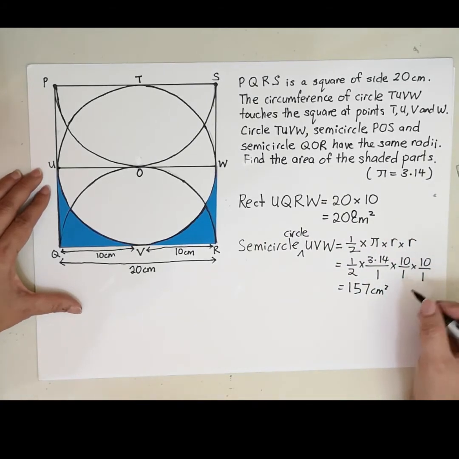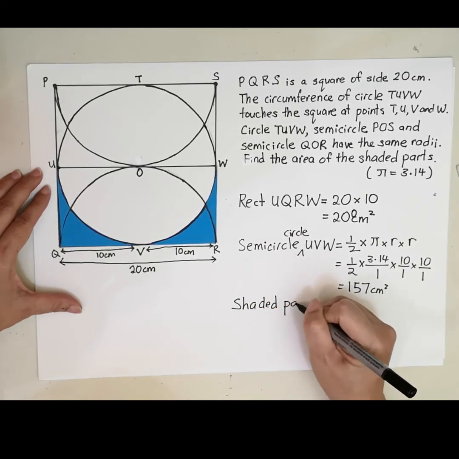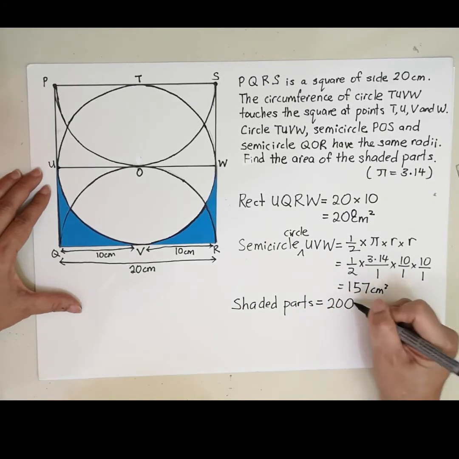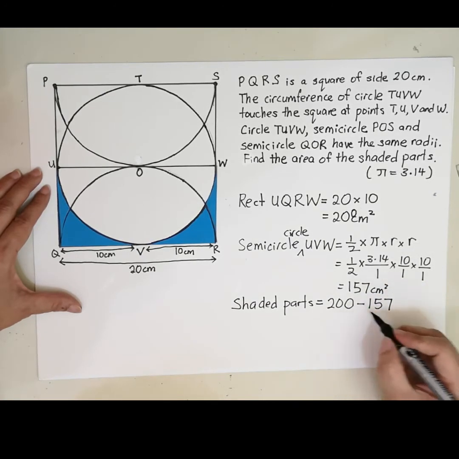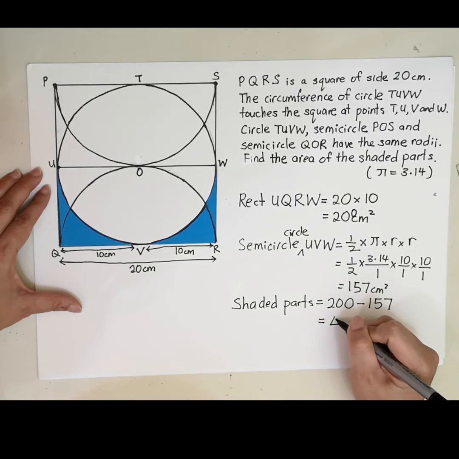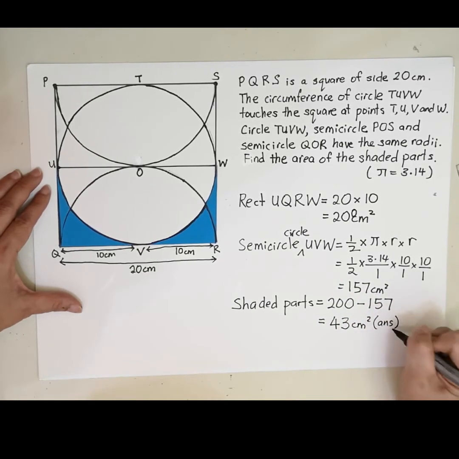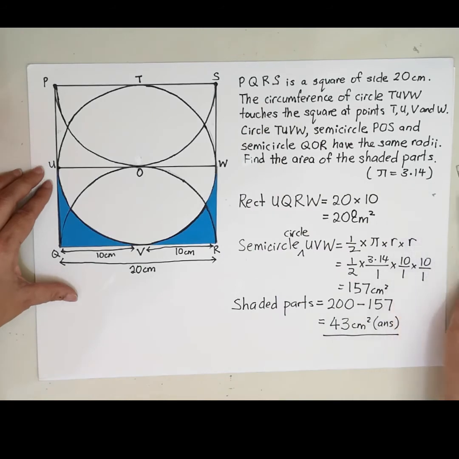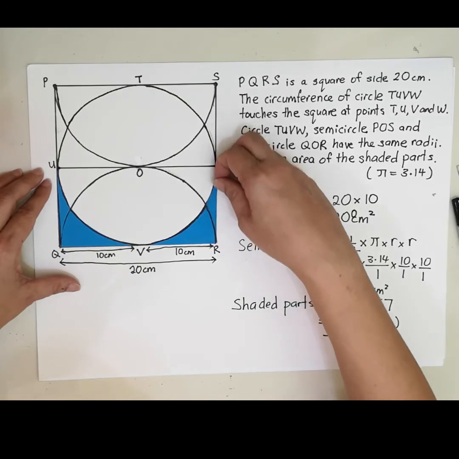What we're going to do next is find the shaded parts. So we are going to subtract the area of the semicircle from the area of the rectangle. We take 200 take away 157, and that will give us 43 square centimeters. So the area of the shaded parts is 43 square centimeters.